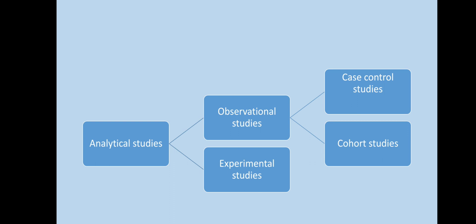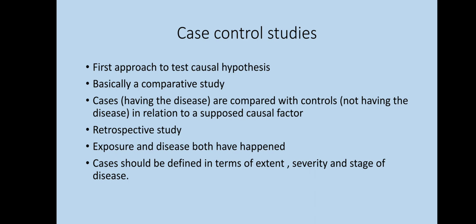The observational studies are basically of two types, either case control or a cohort study. So today we will discuss the case control studies. The case control studies are usually the first approach to test a causal hypothesis. The case control studies are basically comparative study. The cases having the disease are compared with controls not having the disease in relation to a supposed causal factor. They are retrospective studies as both exposure and disease have already happened.